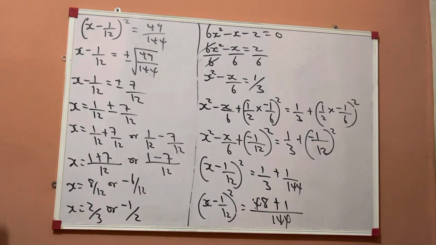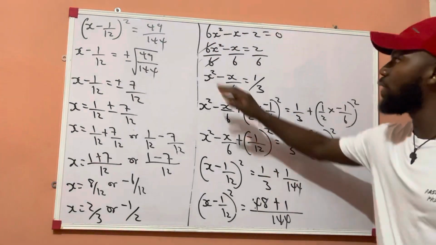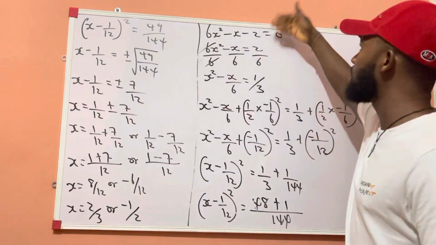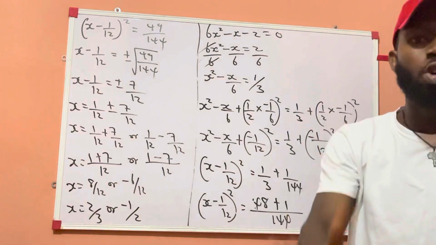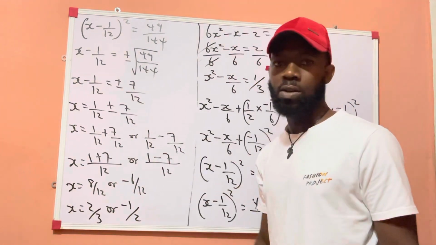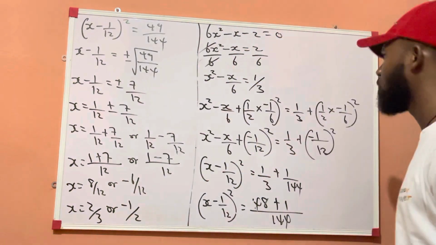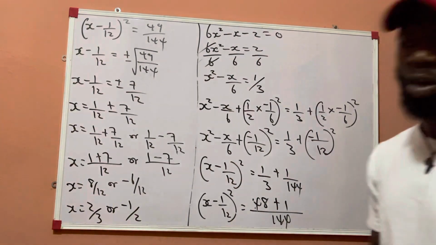So what does that mean? When we apply the completing the square method, solving 6x squared minus x minus 2 equal to 0, the roots of the equation are 2 over 3 or minus 1 over 2. So class, we have come to the end of today's video, which says using completing the square method in solving quadratic equation.